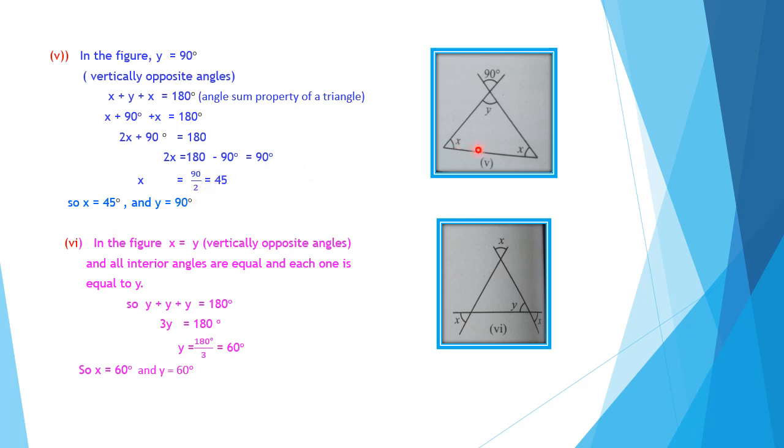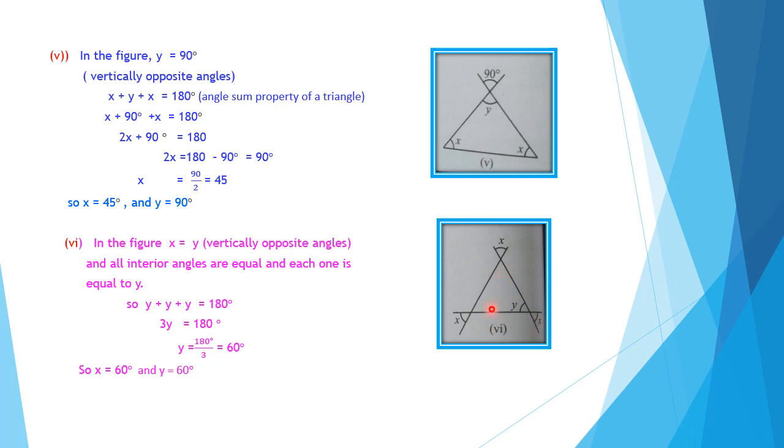So let us check the answer. x is 45, 45, so adding we get 90 degrees. 90 plus y, which is already 90 degrees. So 90 plus 90, 180. Okay. So all three angles sum to 180 degrees. So our answer is correct. Now figure number 6. See the figure here.